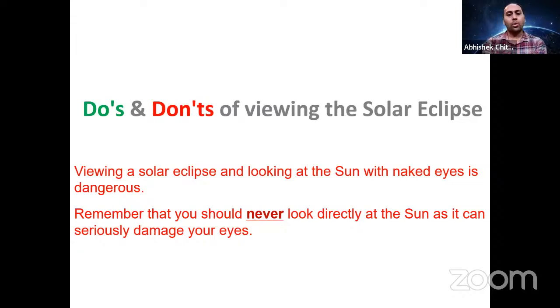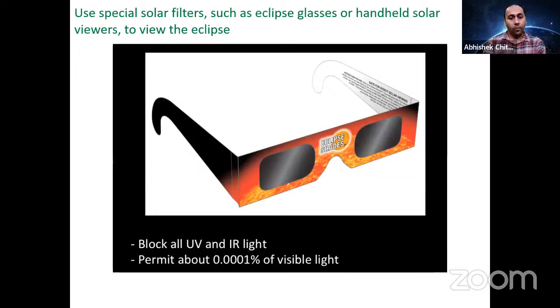So remember, you should not see the sun with naked eyes. It can cause serious damage to your eyes. So let us go ahead. If you still want to observe the solar eclipse, what could be done? The very first thing is you can use solar goggles.